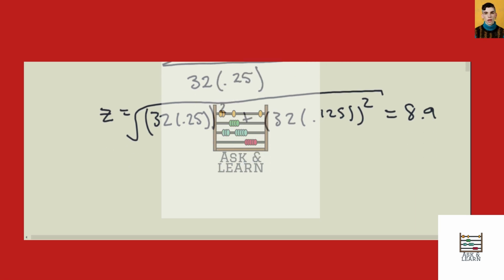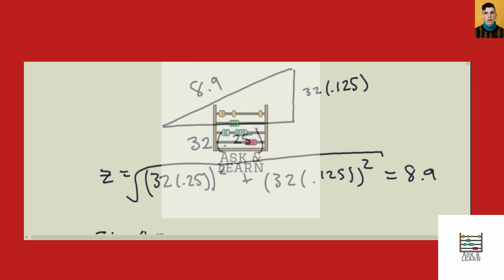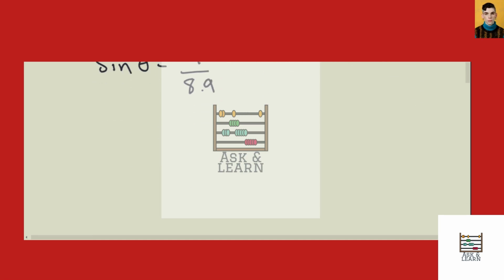So then from here we have sine theta is equal to, so 32 times 0.125 is just 4. So sine theta will be 4 divided by 8.9. So now plug this back in for our equation for power. We have, again, power is equal to force times the velocity, and then our sine theta is 4 divided by 8.9.